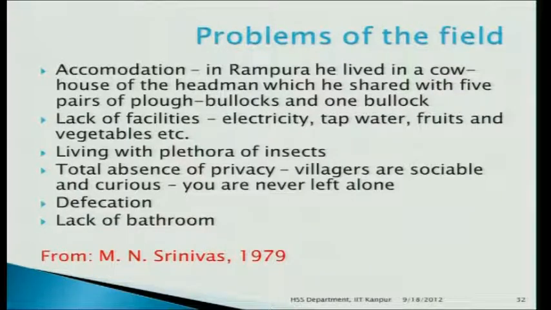In the field, he had lack of facility. There was no electricity, no tap water, no fruits and no vegetables, which he used to enjoy in his city life in Delhi. He lived with a plethora of insects. There was total absence of privacy. Any time, any informant, any villager could come to your room and discuss things. Villagers are sociable people and curious. You are never left alone, M.N. Srinivas says. Even defecation was a problem in the village setting, and lack of bathroom.